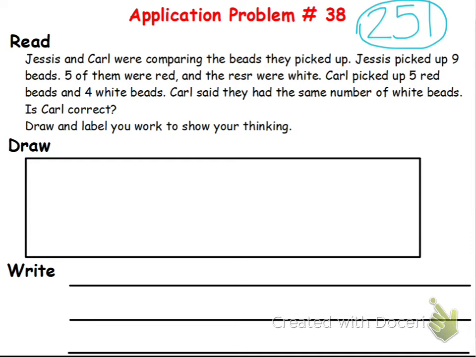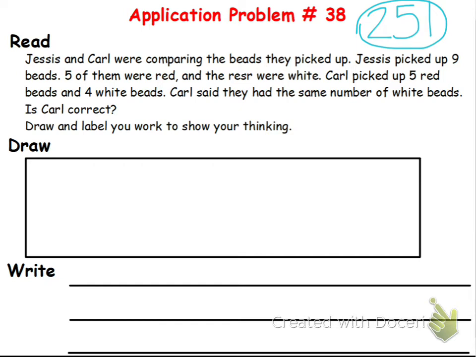It says, Jesse and Carl are comparing the beads they picked up. Jesse picked up 9 beads. 5 of them were red, and the rest were white. Carl picked up 5 red beads and 4 white beads. Carl said they had the same number of white beads. Is Carl correct? We're going to draw and label our work.